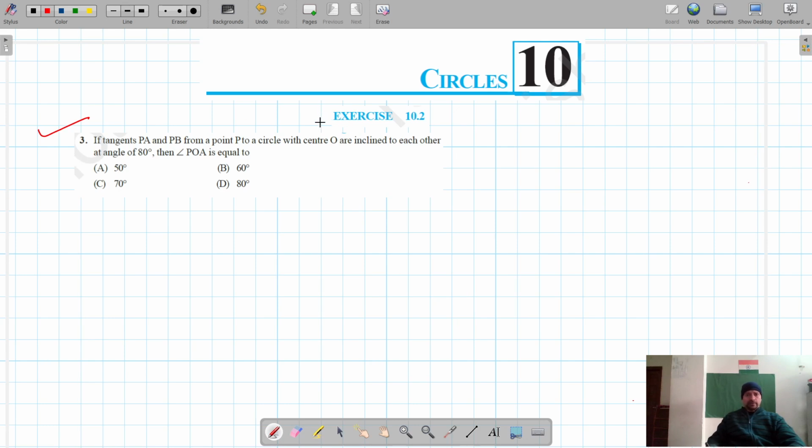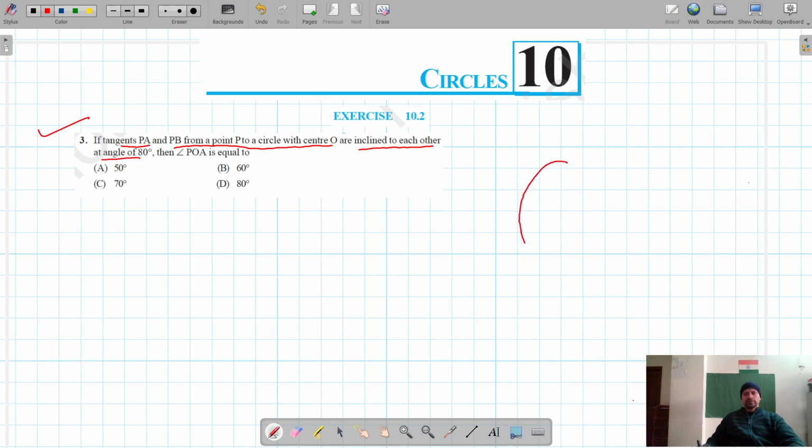For exercise 10.2, it's question number 3. It says if tangents PA and PB from a point P to a circle with center O are inclined to each other at an angle of 80 degrees.